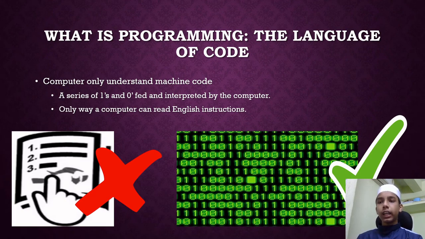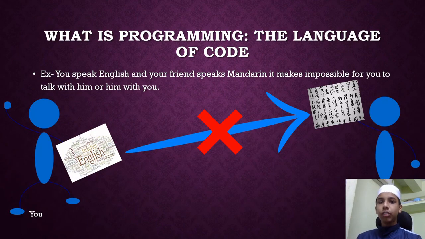Everyone has their own language, like we speak English, we speak many languages. But in computers, there is a language called machine code. It's a series of ones and zeros fed and interpreted by the computer. It is the only way the computer can read instructions, the language of code.